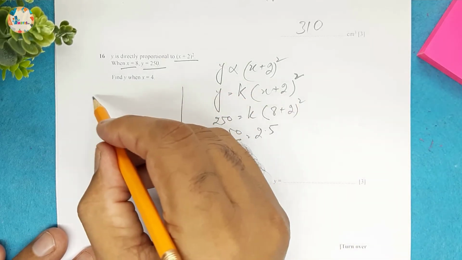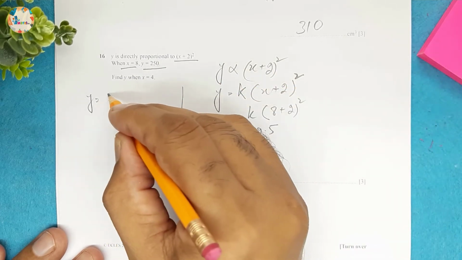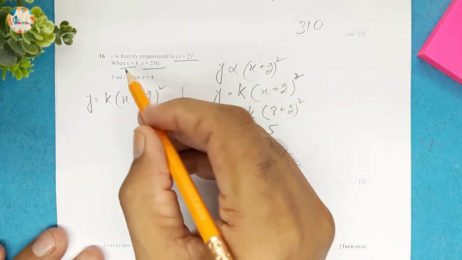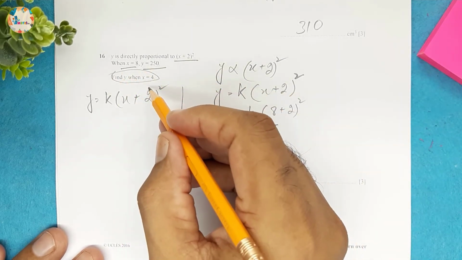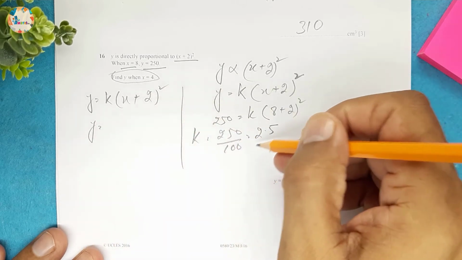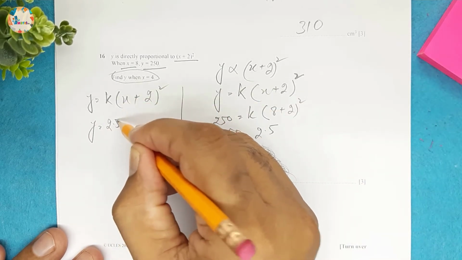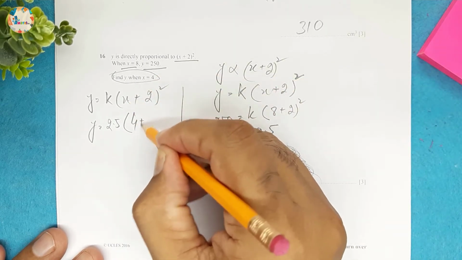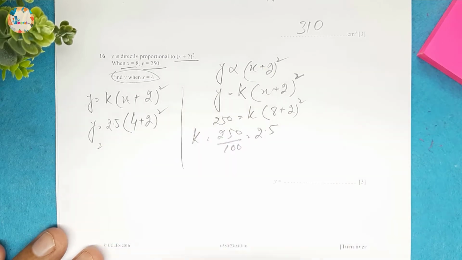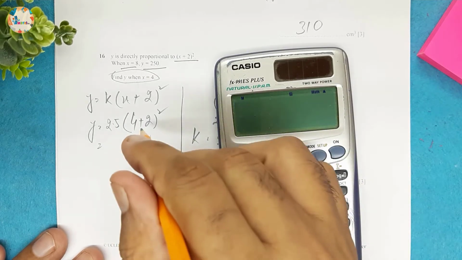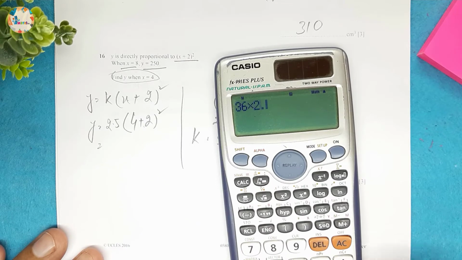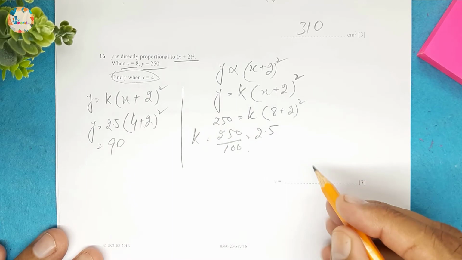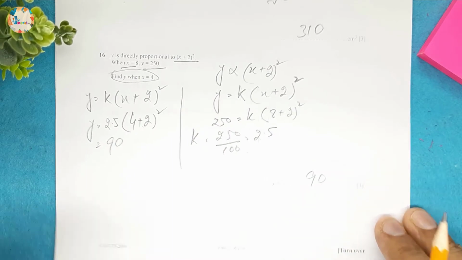So 2.5 will be the value of k. Our equation will become y is equal to k into x plus 2 squared. Now they are saying find y when x is equal to 4. So y is equal to 2.5 into x value, which will be 4 plus 2, raised to the power 2. We can solve this one. 6 squared will be 36. So 36 into 2.5 will be equal to 90. So our answer will be 90 for this question.